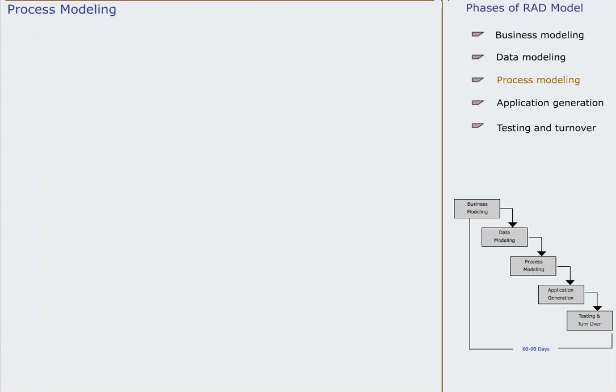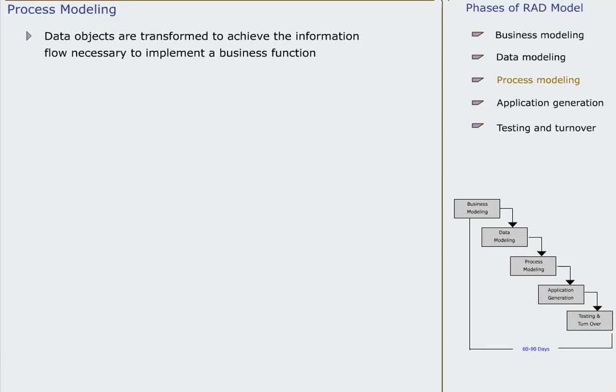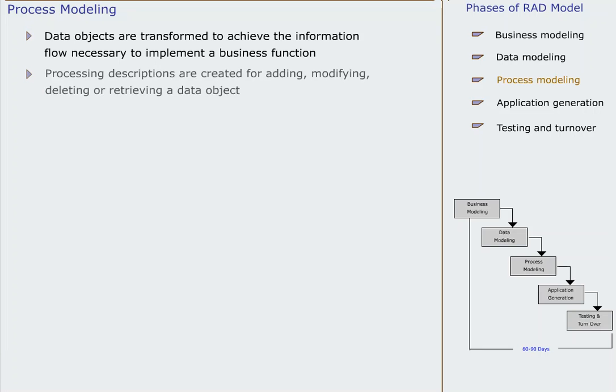Process modeling. The data objects defined in the data modeling phase are transformed to achieve the information flow necessary to implement a business function. Processing descriptions are created for adding, modifying, deleting, or retrieving a data object.